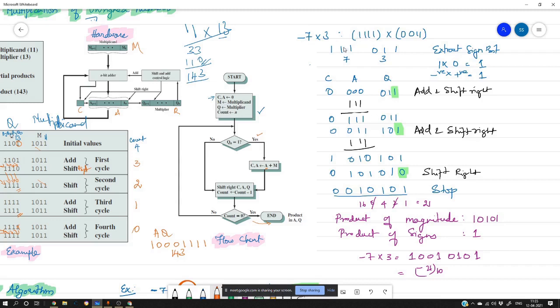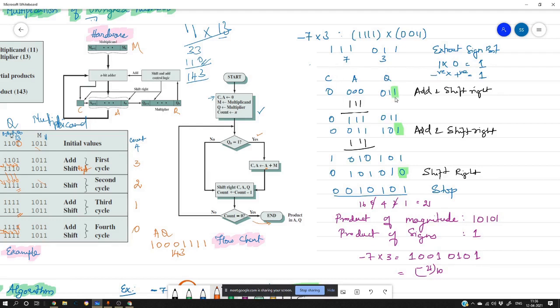So just strip off the sign bits. So I've taken only these 3 bits. Okay, I've just stripped off the sign bit. So 7 and 3. So 7 and 3 is an unsigned number actually. Okay, the same set of steps could be followed. So I've taken 0 in the accumulator in order to initialize it, and C is also initialized with value 0, and we have the multiplier 3 in Q, and the multiplicand 7 will be there in M.